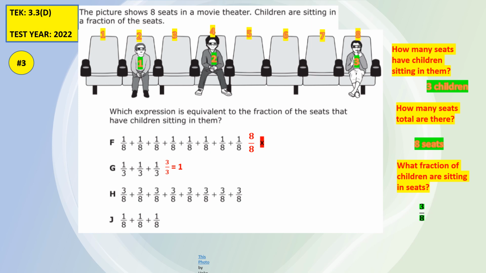It's not G. Let's look at H. If I add that up, it's 24/8. And 24/8 is equal to 3 wholes. 24 divided by 8 is 3. So it's looking like J. If I add those 3 unit fractions of 1/8 together, then I should get 3/8, which means that the correct answer is J.